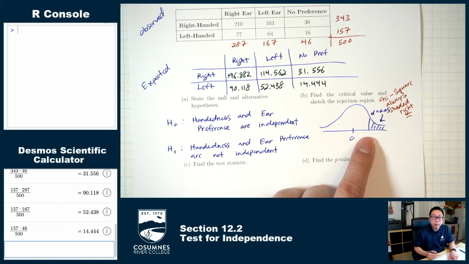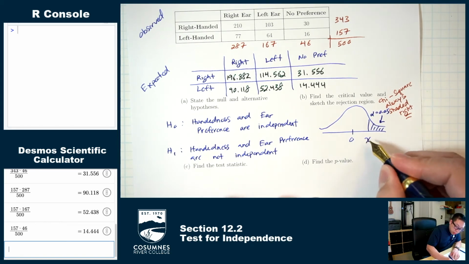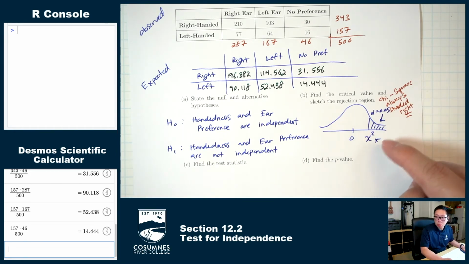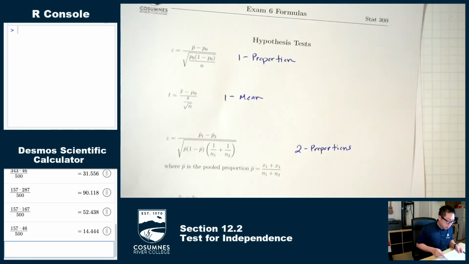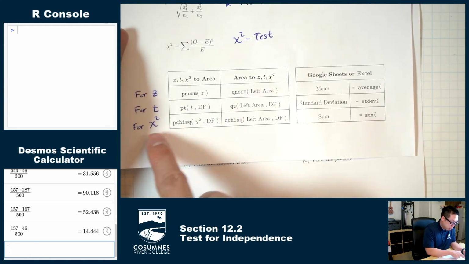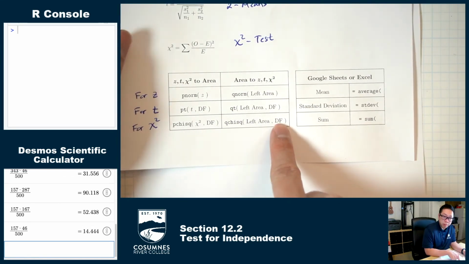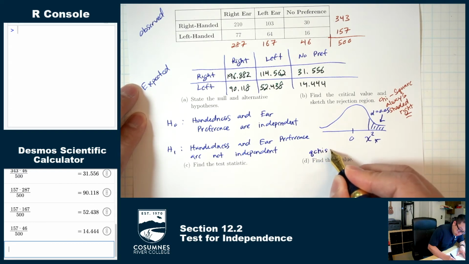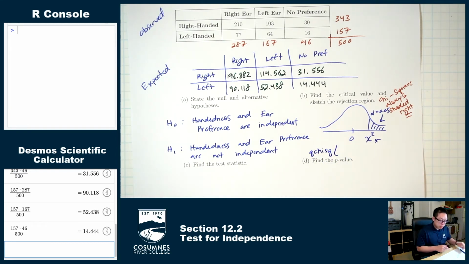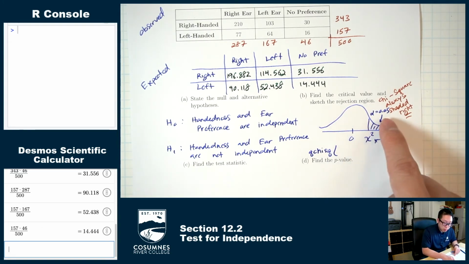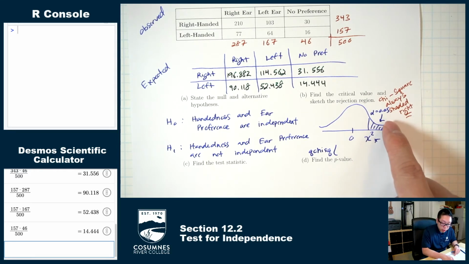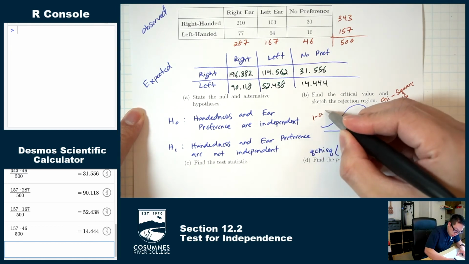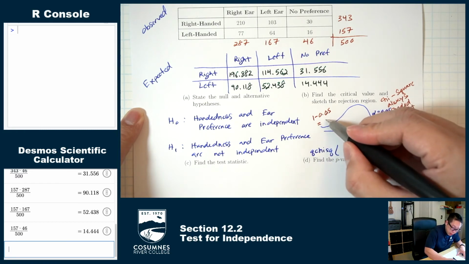And your job is to find, this is a chi-square test, so you're actually finding chi-square star. And this is really an area to chi-square question. Area to chi-square, this is the same formula sheet that we've been using. Area to chi-square for the chi-square situation is going to be Q chi-square left area df. Left area here is this left unshaded part. So 0.05 is the shaded area which is to the right. I want the other side. To find the other side, do a 1 minus. So 1 minus 0.05 is 0.95, I think.